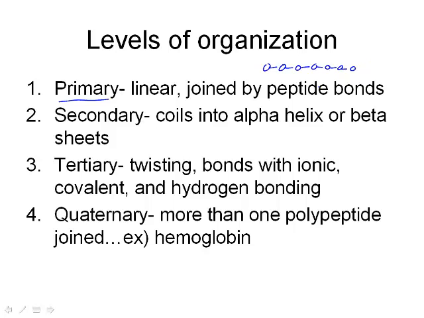Secondly, the secondary level organization is when it starts to coil, and it starts to coil into these things called alpha helix or a beta sheet. Okay, here's the little abbreviation for alpha helix, and for beta it's just a B with a longer straight line.